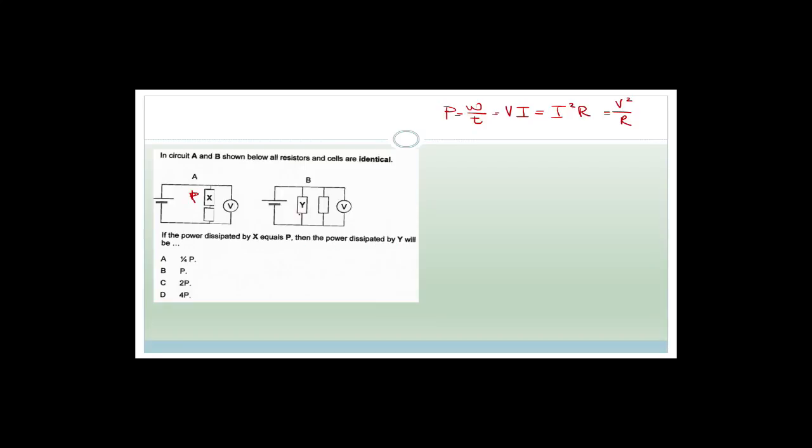The power dissipated by Y will be equal to what? What we need to think about is what the current would be, and we need to choose one of these equations. We're not going to look at work over time, let's get real. We either have to look at VI, or I squared R, or V squared over R. The voltage is going to be different in these, because this is in series and this is in parallel. So I would look at that equation there. Right, let's have a look at it. If this is X, do you agree this is X?